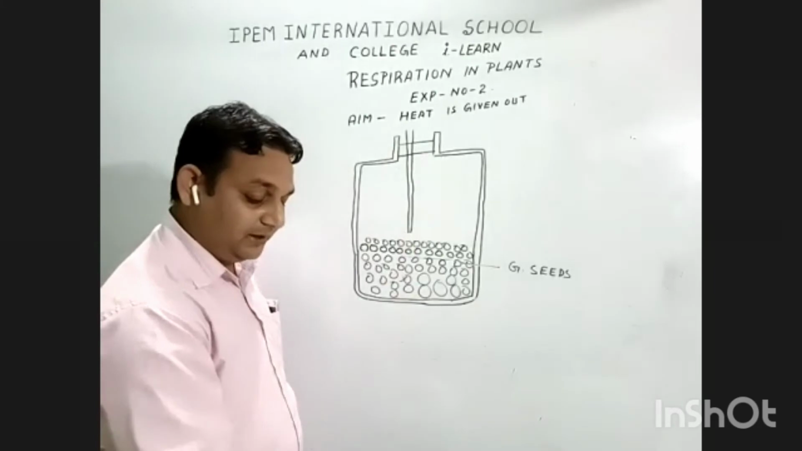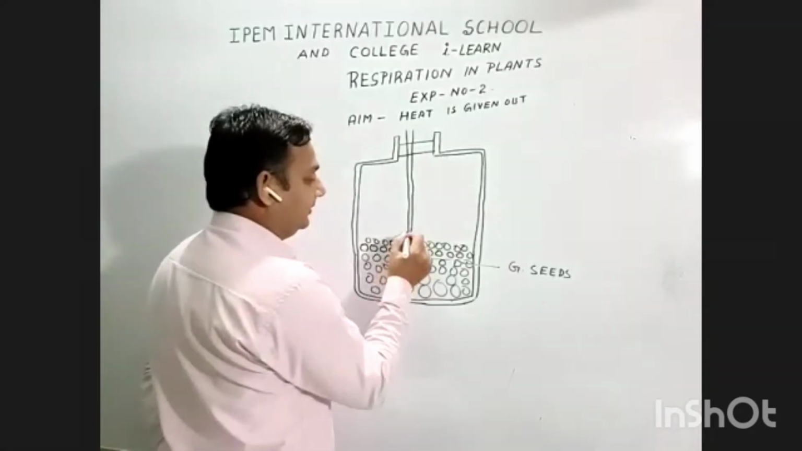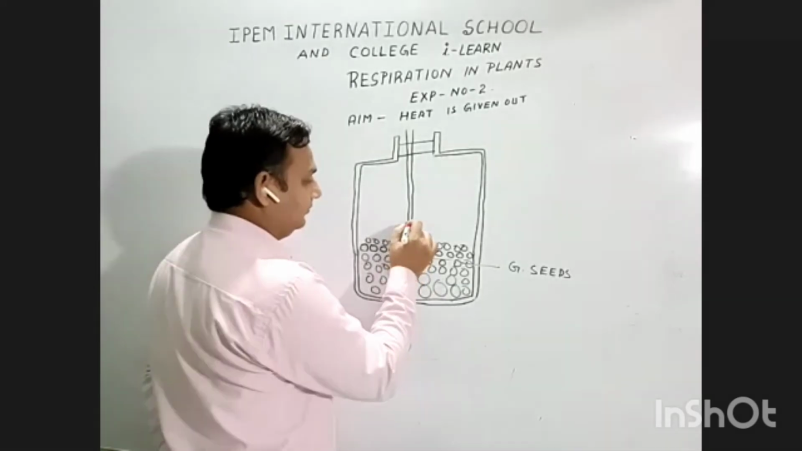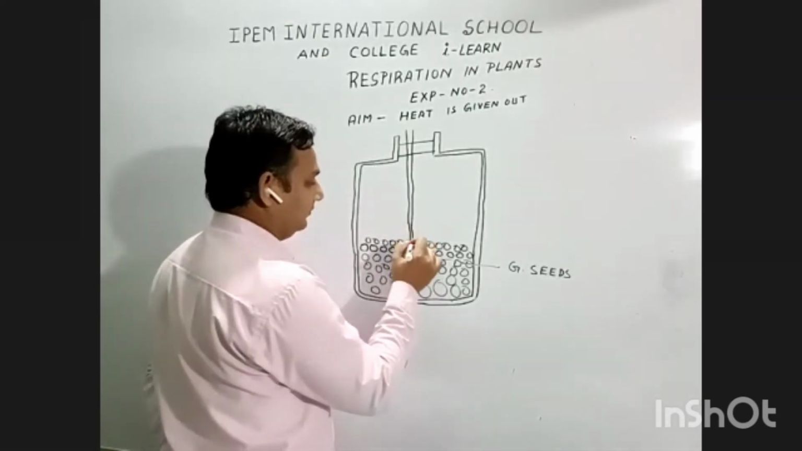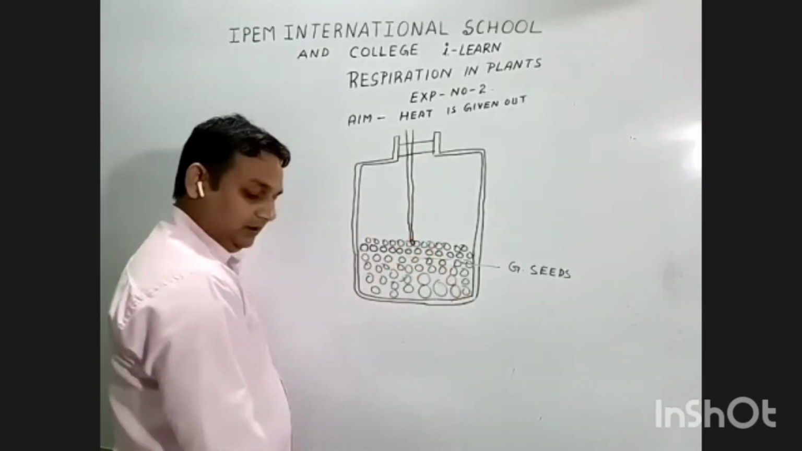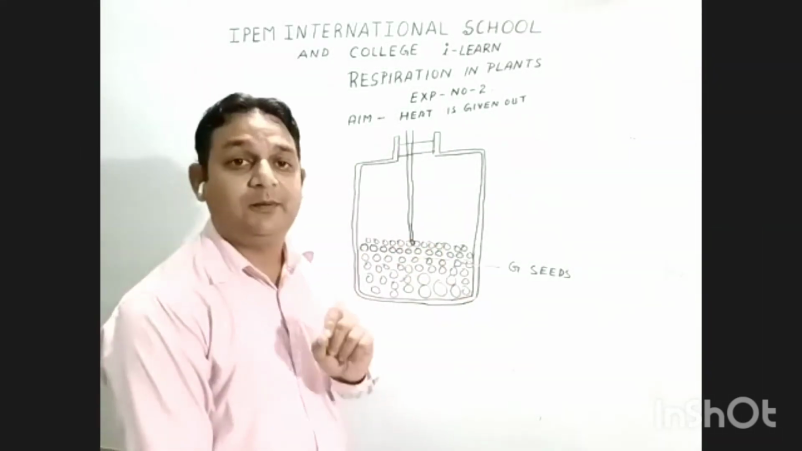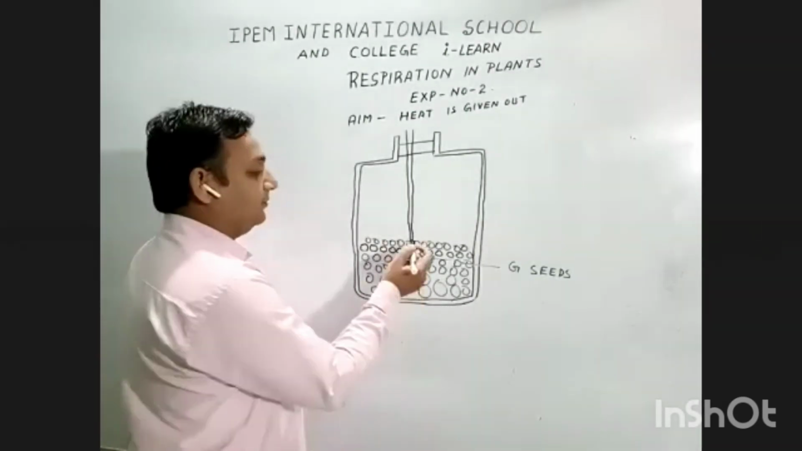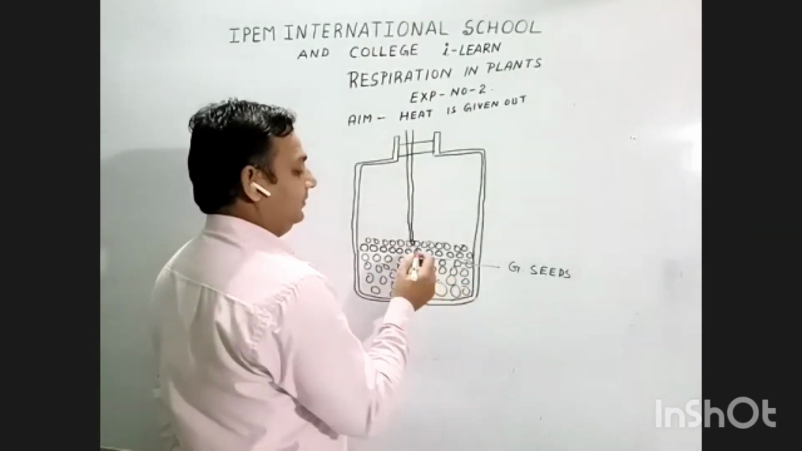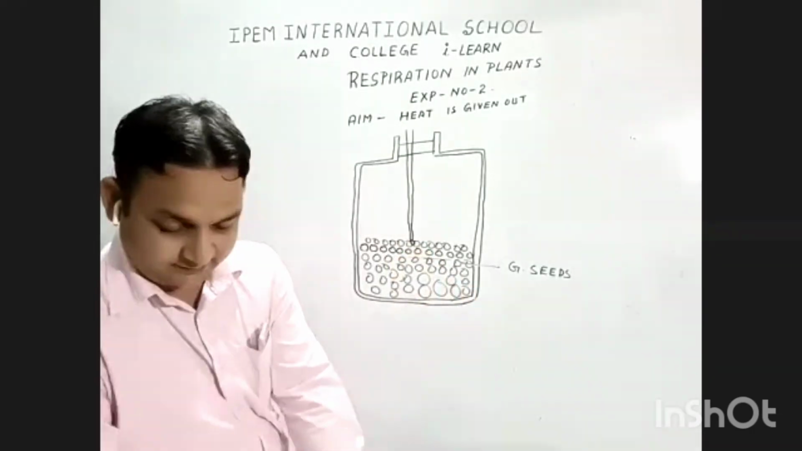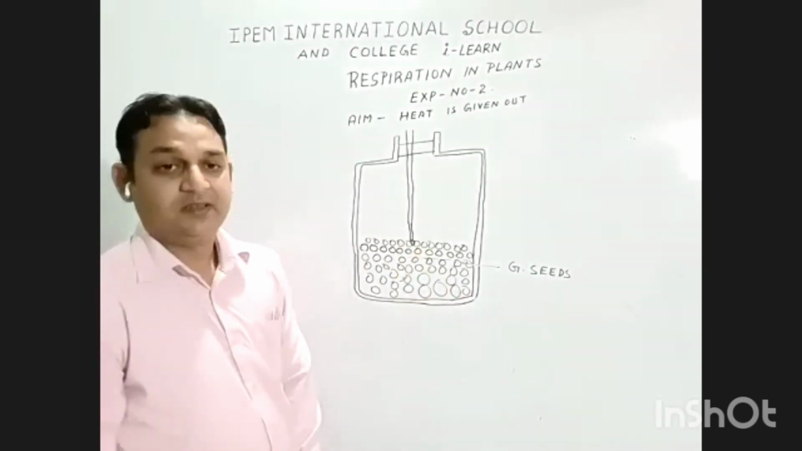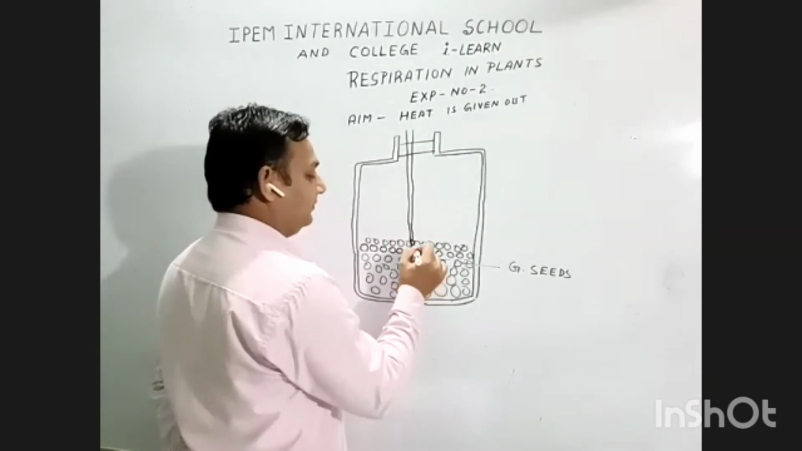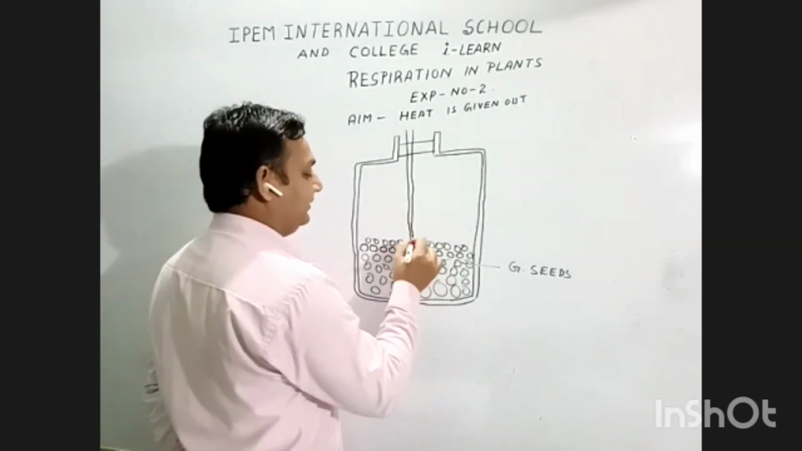Now, this is the bulb of the thermometer. The bulb, this is an important point. The bulb of the thermometer must be in contact with the germinating seeds. All right. This is the bulb, so this has to be in contact with the germinating seeds.